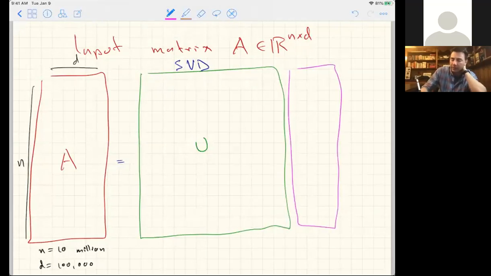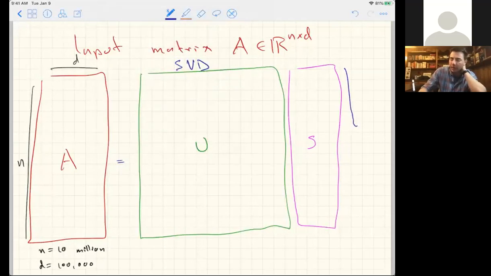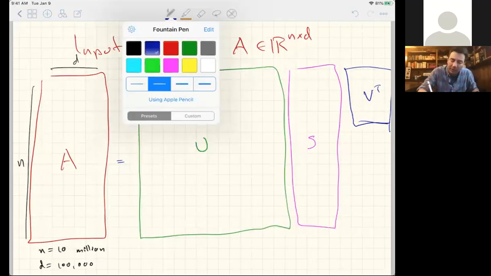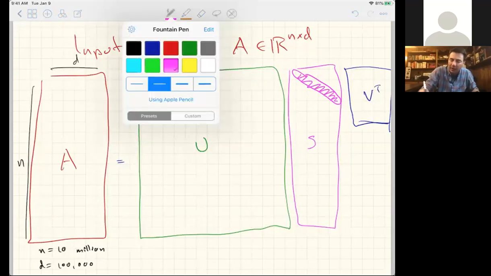This one is S, and then you have another square one, which is V transpose. So the product of these three matrices, U, S, and V, if I multiply them back together, I'm going to recover A exactly. That's what the decomposition means, but there's special structure in here. In particular, S only has data on this diagonal. The rest, everything else here, is zeros.